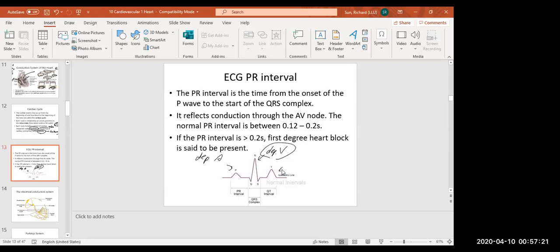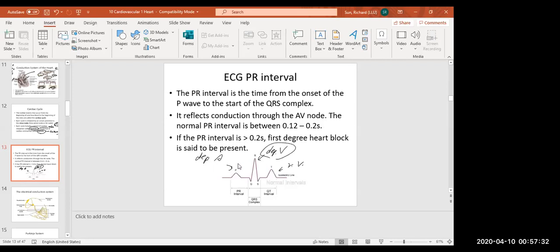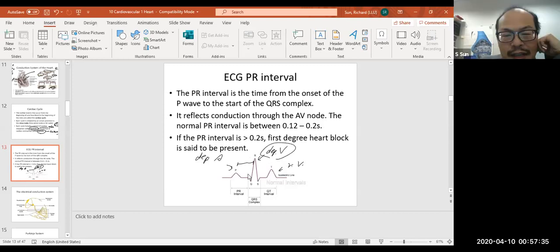And how about this one? Repolarization of the ventricle. That's right. And the depolarization of the atrium and the depolarization of the ventricle take about a 0.2 second delay. If it's longer, then there is a first degree heart block. But you don't need to remember this clinical term. You just need to remember that the PR interval means there is a delay between the depolarization of the atrium and the depolarization of the ventricle.